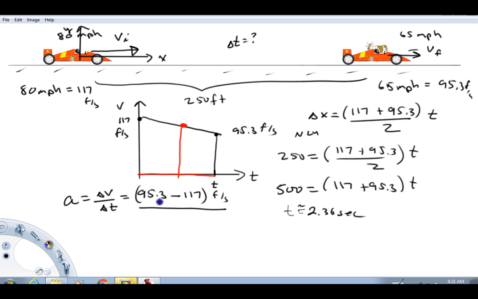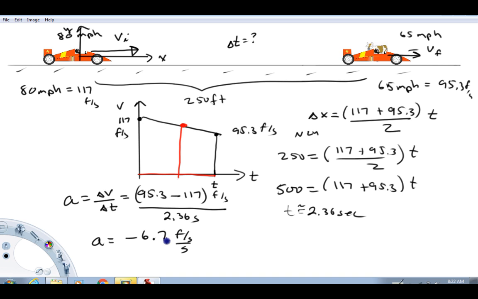And that's coming from v final, right? Final velocity 95.3 minus v initial. Initial velocity is the 117. And then over delta t. Delta t was 2.36 seconds. So what we get for our acceleration, if I work this out, is negative 6.7 feet per second. Or you could put feet per second squared, that would be just fine. I like the feet per second. I think that this is a very good way to represent the units. And what this means is every second that goes by, the car is going to decrease in velocity by 6.7 feet per second.